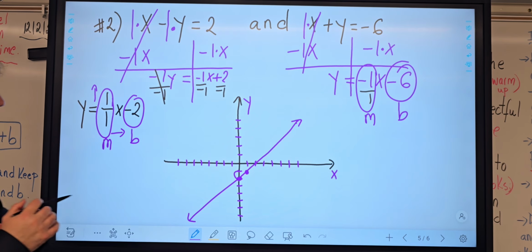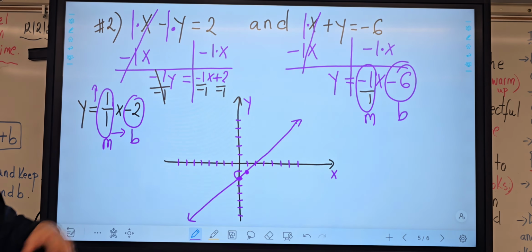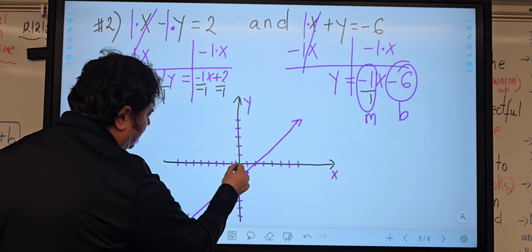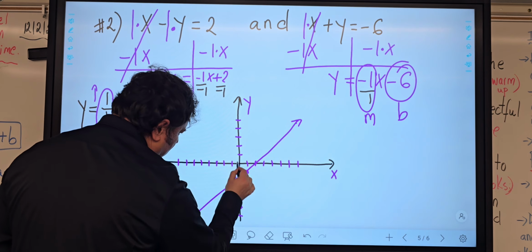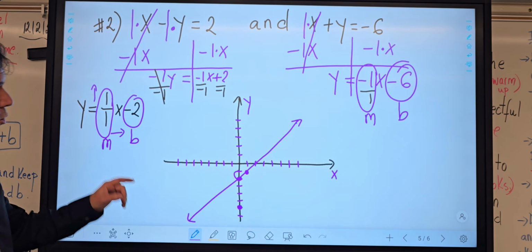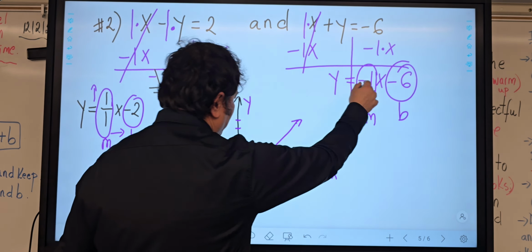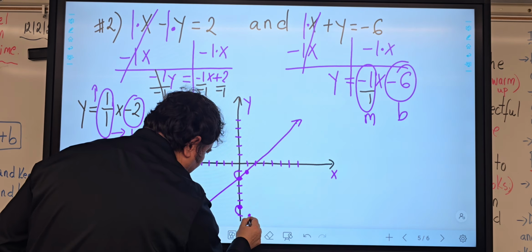And that's our first line. Let's take a look at the second line now. Second line we have b is negative 6. So you go down 6 units. 1, 2, 3, 4, 5, 6. And then we have 1 unit down because 1 is negative and 1 unit to the right. So 1 unit down and 1 unit to the right.